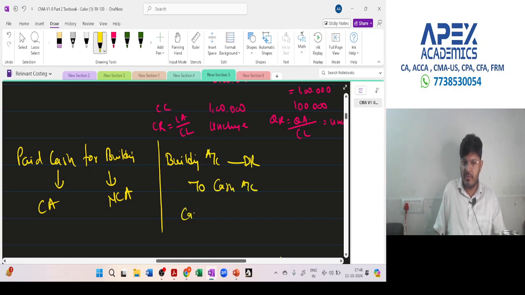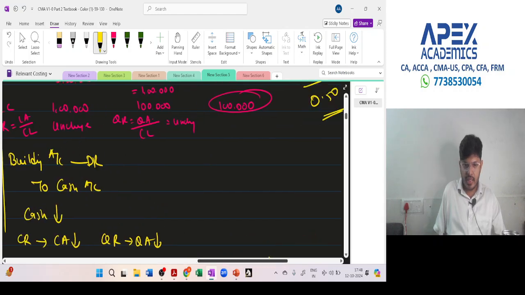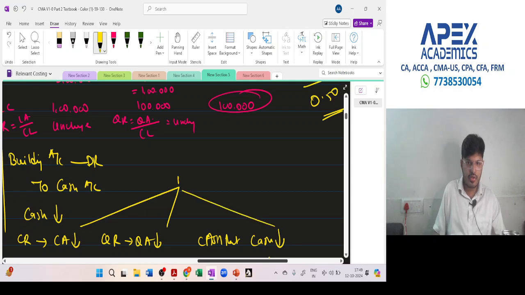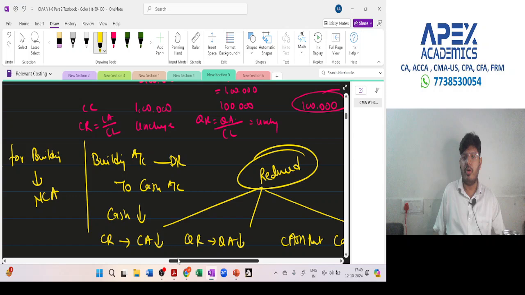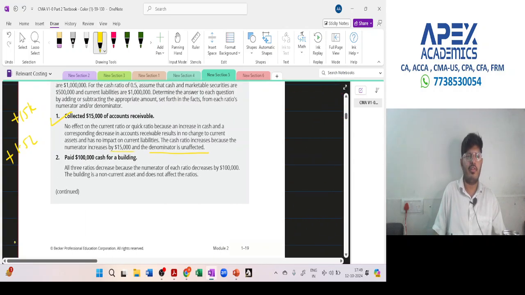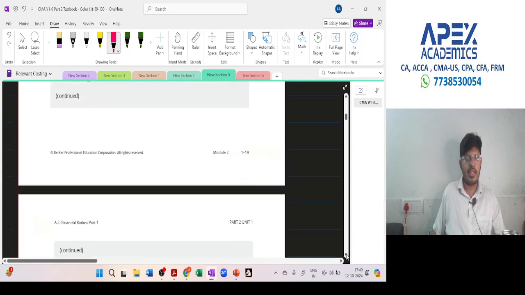Please understand, everywhere my cash balance has gone down. So in my current ratio also, my current assets has gone down. In my quick ratio, my quick assets has gone down. And in my cash ratio, what has happened? My cash has gone down. So all three ratios will be reduced because of this particular transaction. Do I make myself clear? Yes. So paid 1 lakh for cash of building, that's your answer. Let's go to the next one.